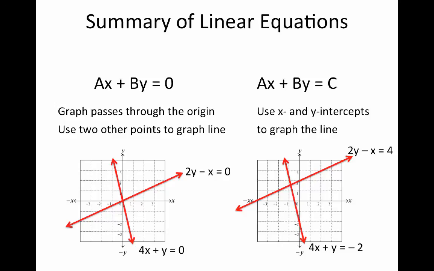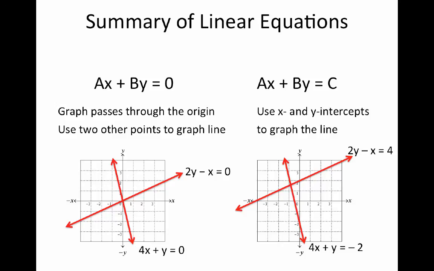Here are some examples of some lines that are graphed. We have 2y minus x is equal to 0. We know that one goes through the origin. Another line, 4x plus y is equal to 0. Again, because it's equal to 0, we know that line goes through the origin. Both of those lines cross at the origin.